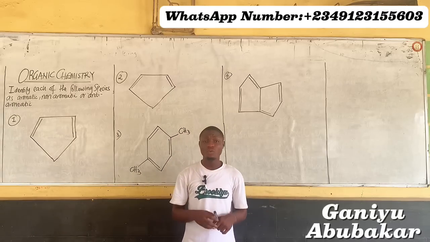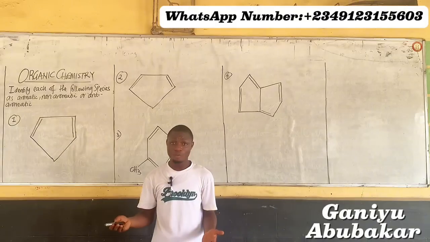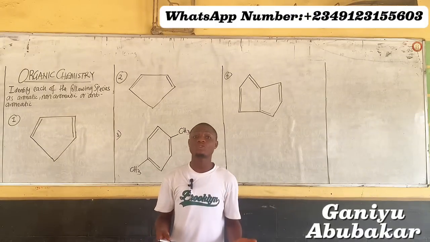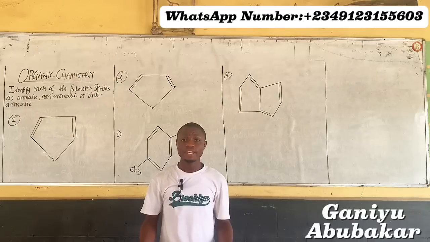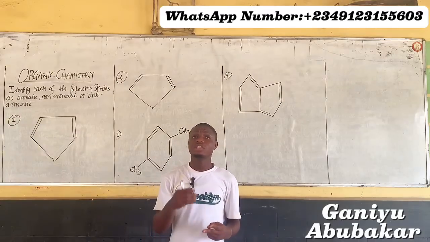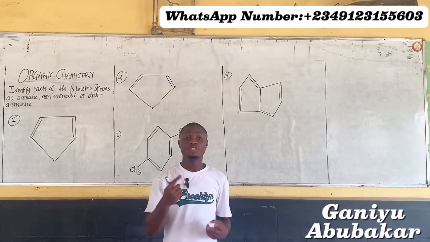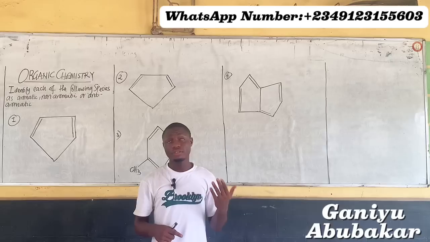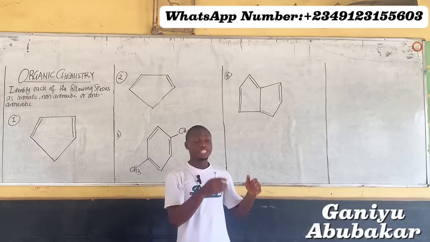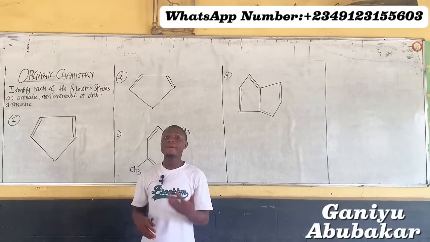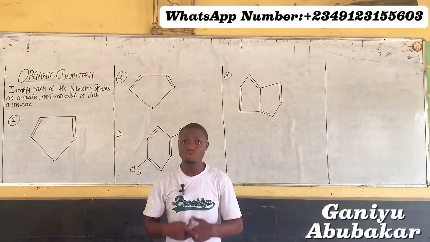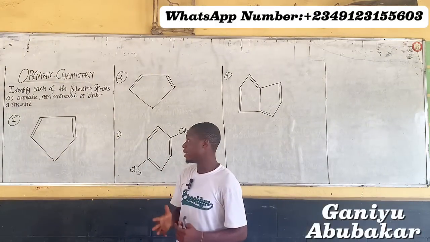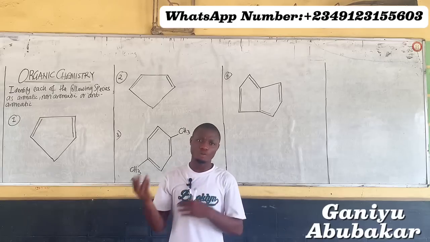Also, we have the anti-aromatic compound. How do we identify them? Number one, it must be cyclic. Number two, all carbon atoms must be conjugated. Number three, it must contain 4n pi electrons, and finally it must be planar, or flat.